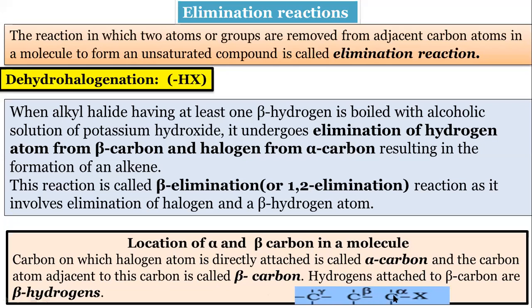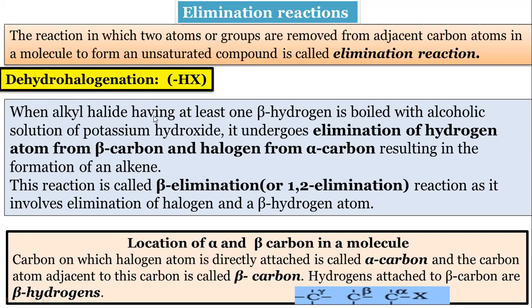In an elimination reaction, the alpha halogen is removed and the beta hydrogen is removed. So this is also called 1-2 elimination. It is also called beta elimination. See in this reaction what is meant by dehydrohalogenation.